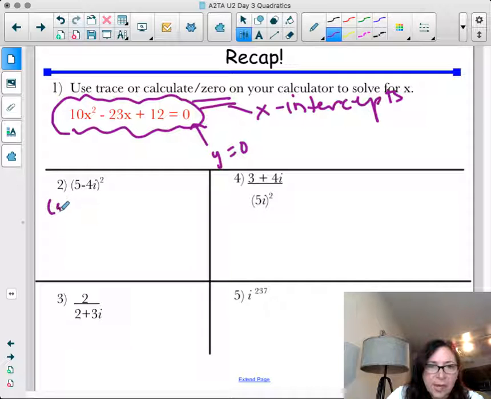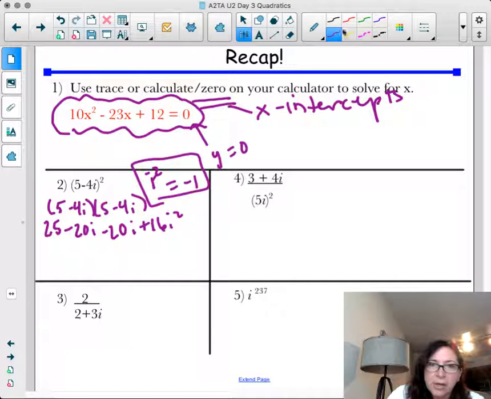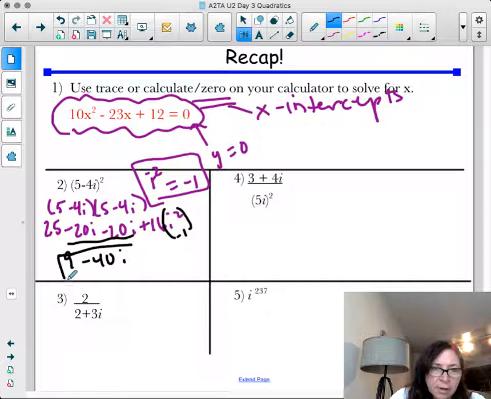So let's practice. We have (5 minus 4i) times (5 minus 4i). We're going to FOIL, so we get 25 minus 20i minus 20i plus 16i squared. Remember that i squared is equal to negative 1. With that thought in mind, this right here becomes negative 1, so you have 25 minus 16, which is 9. So we have 9 minus this right here, 40i.